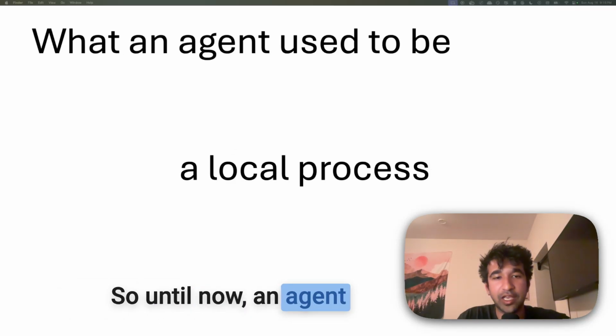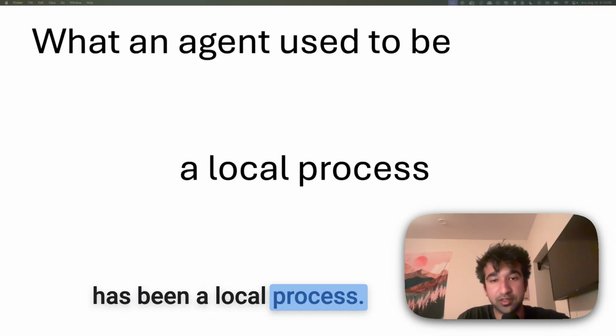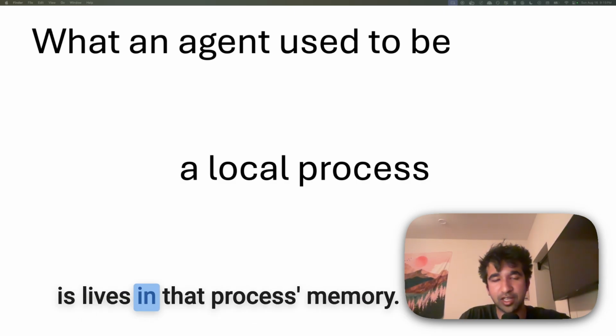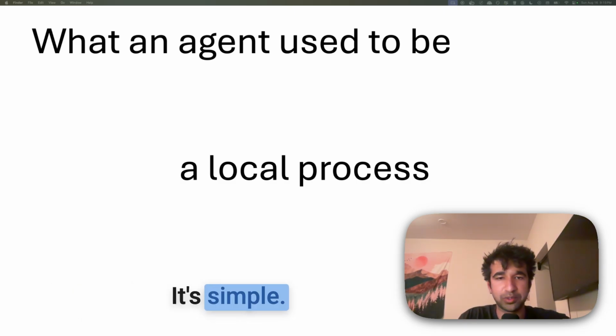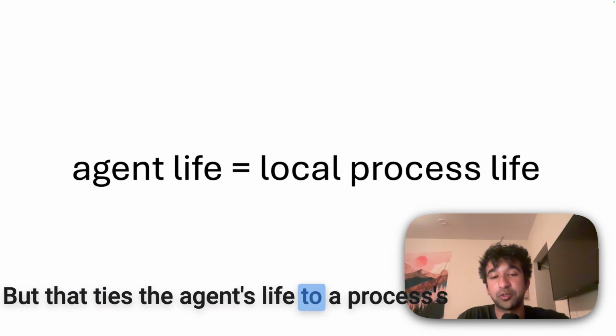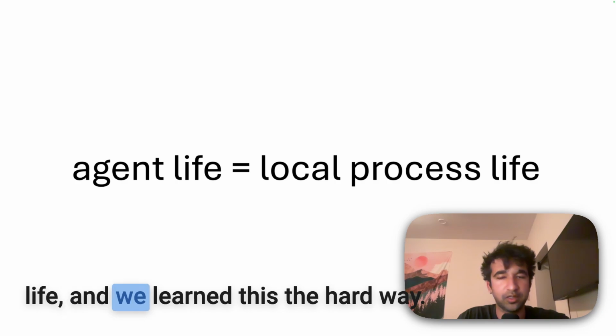So until now, an agent has been a local process. Claude Code runs in your terminal, and so everything that the agent is lives in that process's memory. It's simple, your files and credentials are already there, but that ties the agent's life to a process's life. And we learned this the hard way.